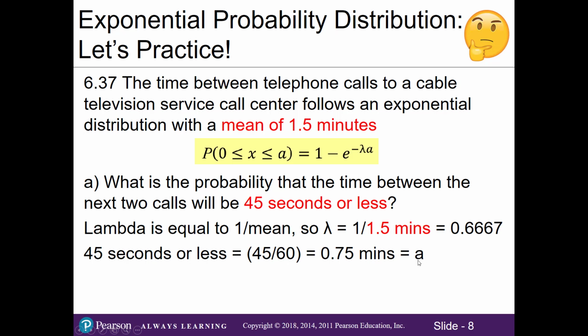So that means our A, our event of interest, that's this part right here, is 0.75. Then what we can do using our calculator to find the probability that my x is less than or equal to 0.75 minutes, we will take our formula right here, 1 minus e raised to the negative lambda that we found over here, times our A, our value of interest.